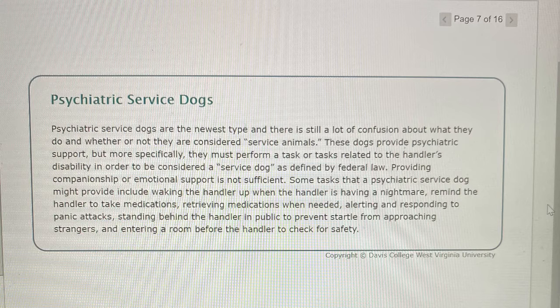Some tasks that a psychiatric service dog might provide include waking the handler up when the handler is having a nightmare, reminding the handler to take medications, retrieving medications when needed, alerting and responding to panic attacks, standing behind the handler in public to prevent startle from approaching strangers, and entering a room before the handler to check for safety.